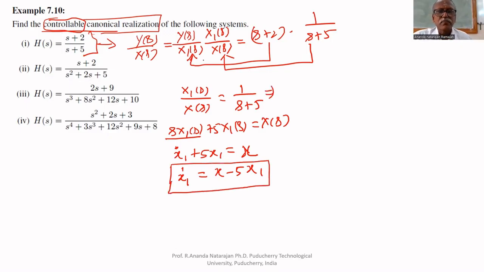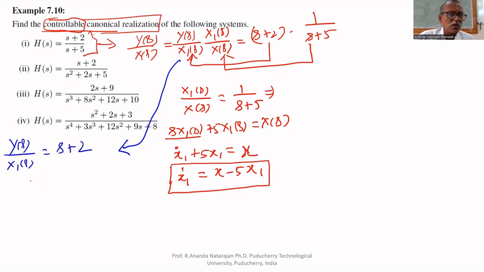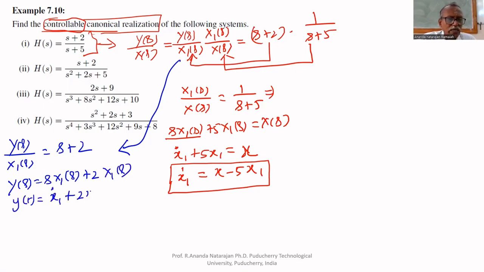Now take this. What is this? Y of s upon x1 of s equal to s plus 2. Or y of s equal to s x1 of s plus 2 x1 of s. Or the output y of t equal to x1 dot plus 2 x1 of t. This is the second equation. This is the first equation. By using these two, we can simulate. We can find a physical system.